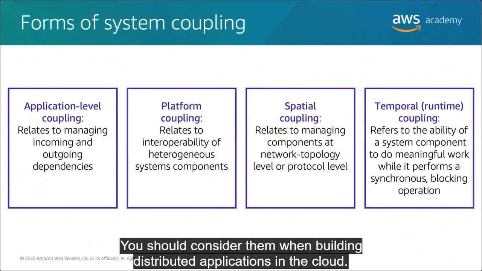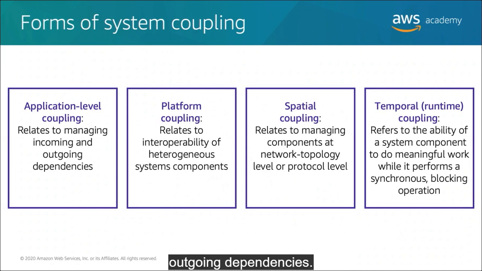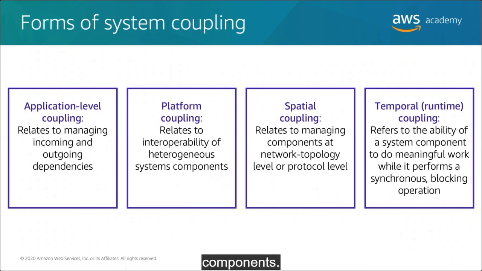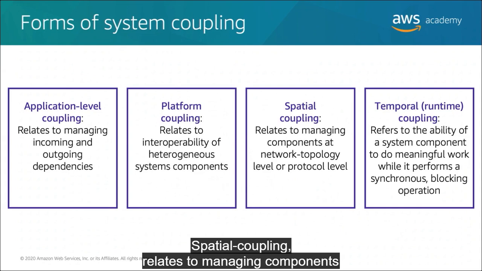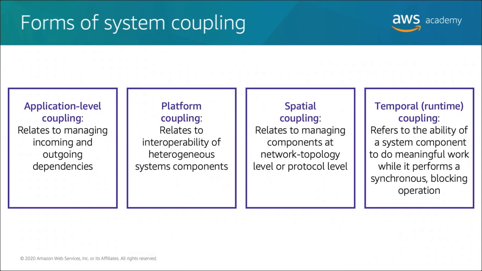There are several ways a system can be coupled. You should consider them when building distributed applications in the cloud. First, application-level coupling relates to managing incoming and outgoing dependencies. Platform coupling relates to the interoperability of heterogeneous systems components. Spatial coupling relates to managing components at the level of the network topology or the protocol.